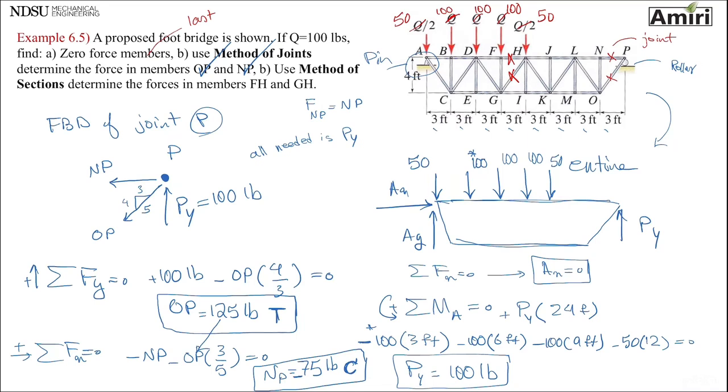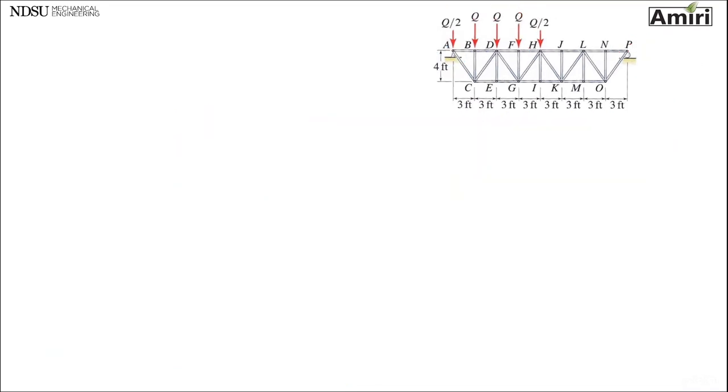Then it says use method of sections to find FG and GH. Method of sections. So I have to make an imaginary cut and see if I make a cut right here. Then I have two halves. Which one would you pick to draw a free body diagram? Of course, I'm going to pick this side because it has less forces on it. Plus, I already know PY. So why not? So let's see.